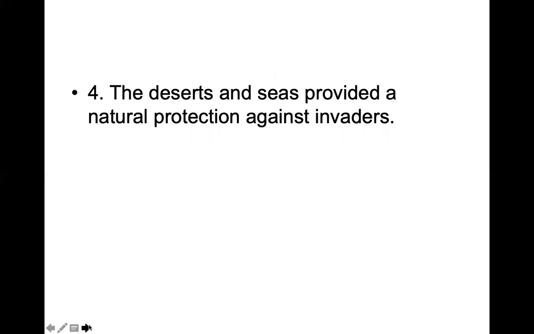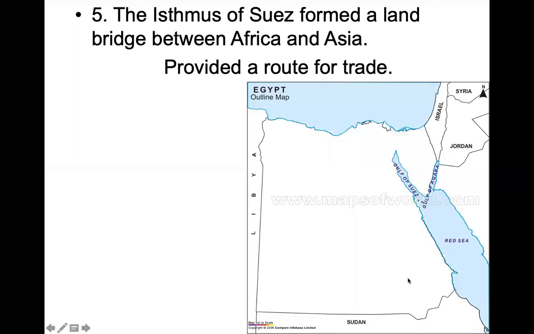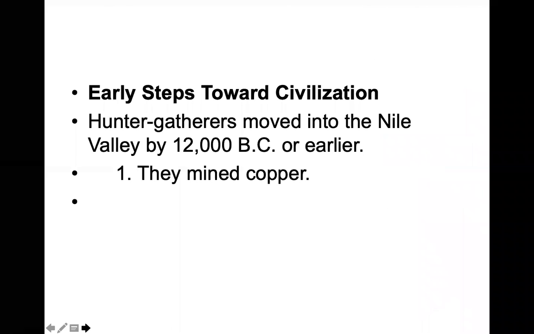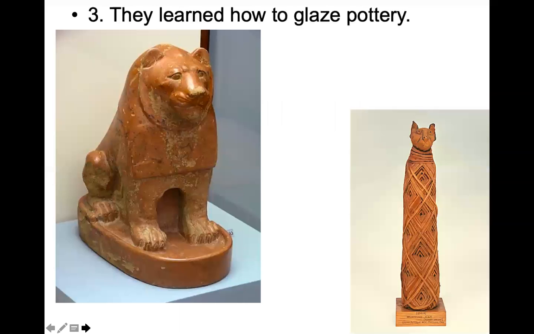The deserts and seas provided a natural protection against invaders. The Isthmus of Suez, a land bridge between Africa and Asia, provided the route for trade. And then you see the Red Sea over here also could be used, Red Sea trade. Steps towards civilization, hunter-gatherers moved there. They discovered how to make bronze. They learned how to glaze pottery, which led to specialization.